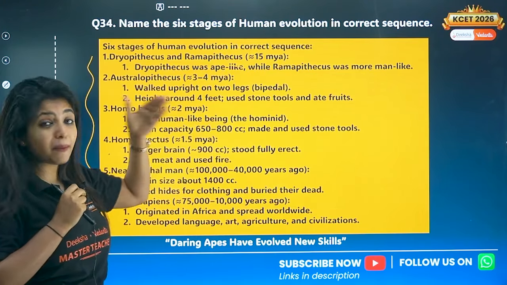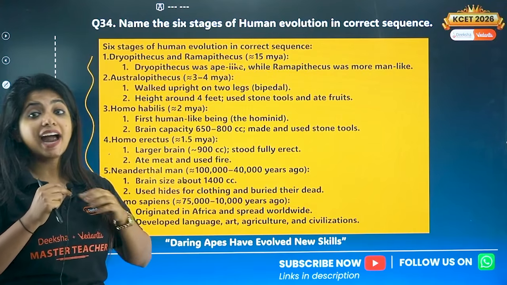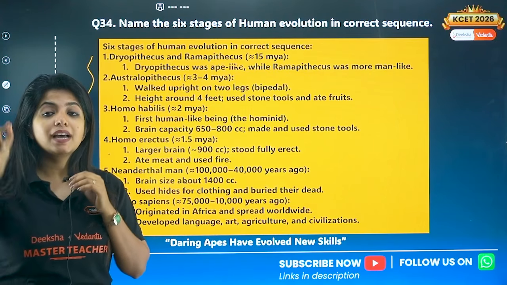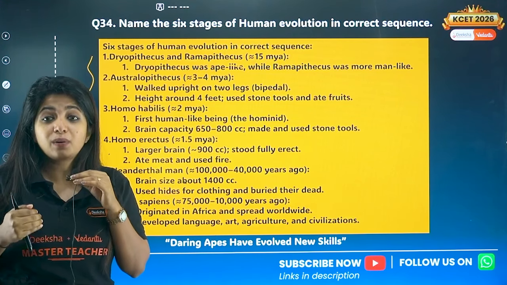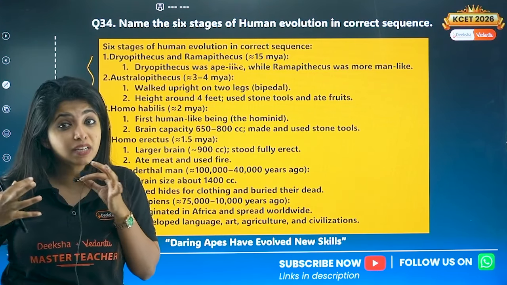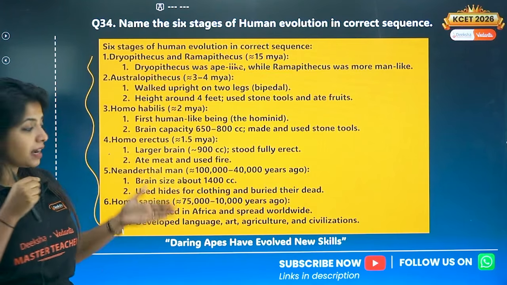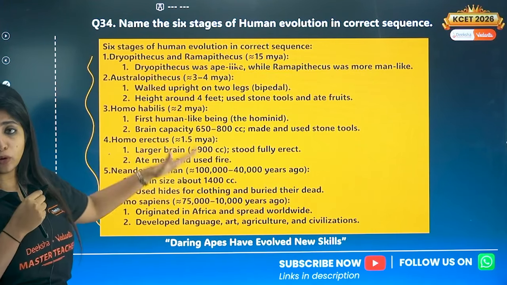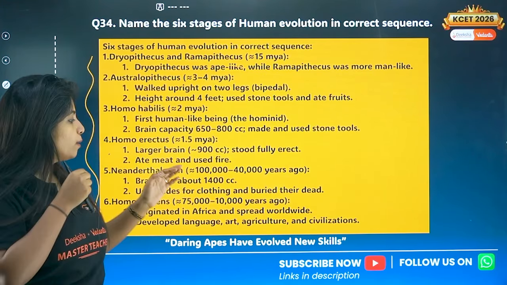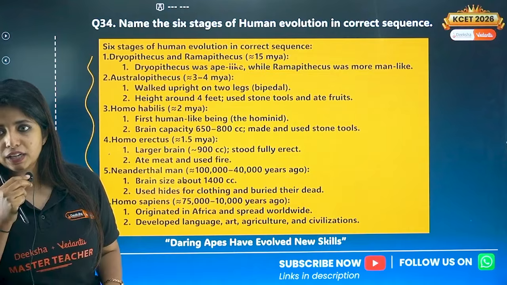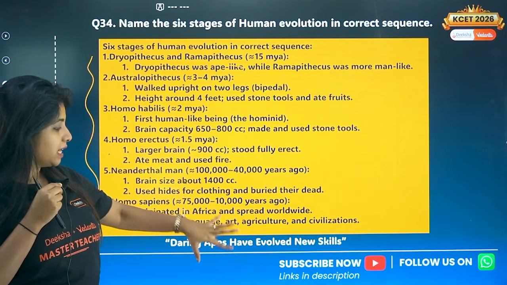Neanderthal man were found almost 1 lakh to 40,000 years ago, and their cranial capacity was the highest. If you see, the cranial capacity is increasing, right? It was now 1400 cc. And the best part of the story that you need to remember is Neanderthal man were the people who first used clothes to hide their body and also started burying their dead. That means there's an emotional aspect out there. Now, from Homo erectus came 2 of them. This came a little later, that is Homo sapiens, the modern human beings, almost 75 to 10,000 years ago, originated in Africa and then later spread worldwide. So that is the thing that you need to remember.